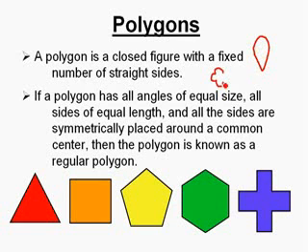Right, and here's a nice cloud type shape. That's also not a polygon. Now that I'm done doodling, let's move on. If a polygon has all angles of equal size, all sides of equal length, and all the sides are symmetrically placed around a common center, then the polygon is known as a regular polygon.